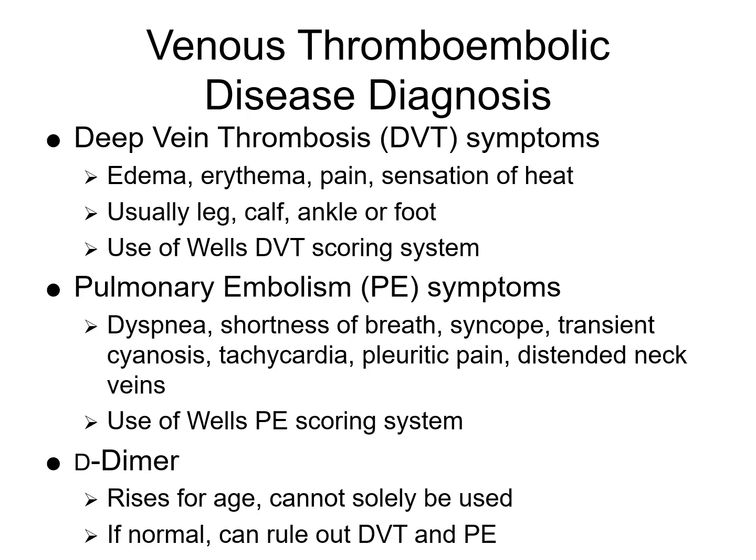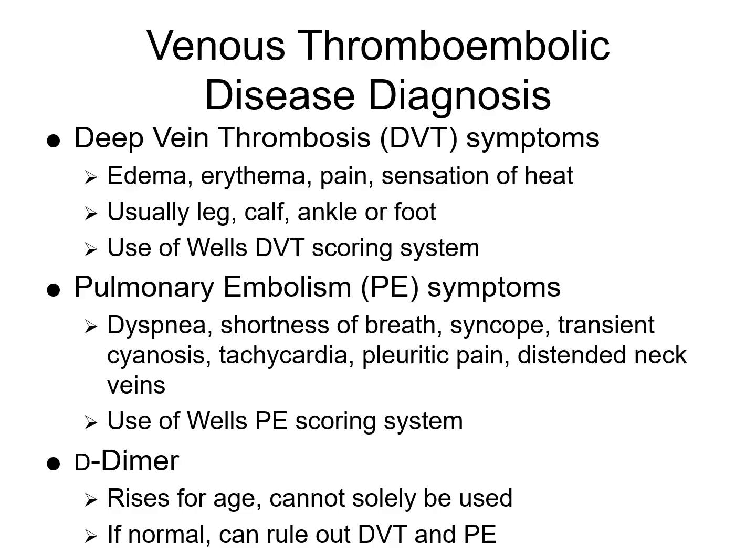Then we have pulmonary embolism symptoms. So if they have a pulmonary embolism, some symptoms they may have is dyspnea. So they may have sudden onset of difficulty breathing or shortness of breath. They may have syncope, or temporary loss of consciousness due to reduced cardiac output. Transient cyanosis, so they may have brief episodes of bluish discoloration of the lips or extremities.